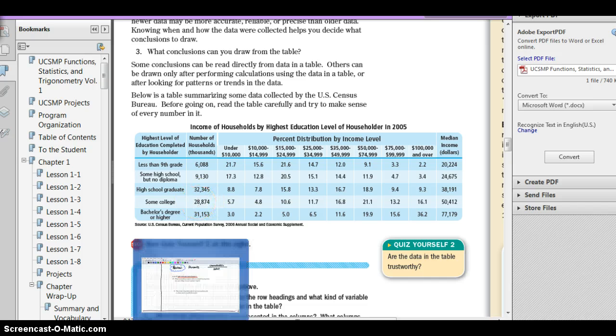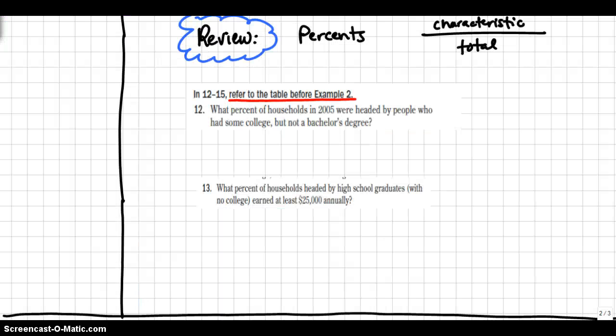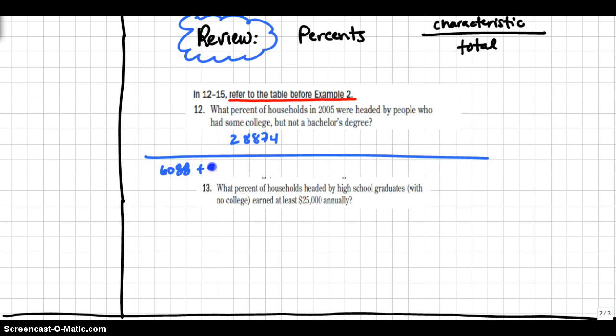So let's go ahead and write that out. The 28,874 goes on the top, and then on the bottom we had to find the total number of households. So 6088 plus 9130 plus 32,345 plus 28,874 plus 31,153. So I'm going to leave students to finish off the rest of that now that they know how to set it up. Now let's read number 13.